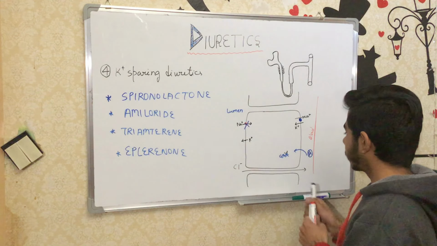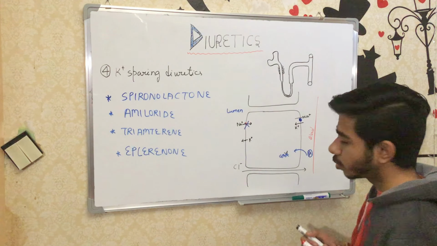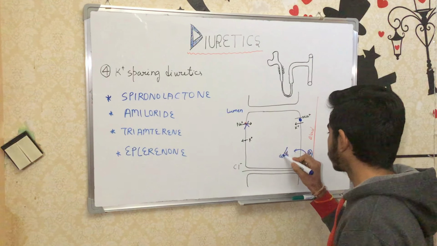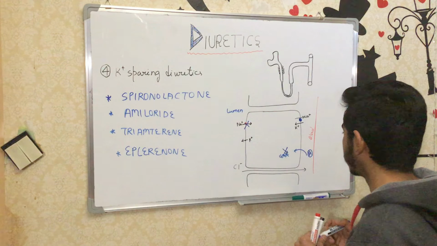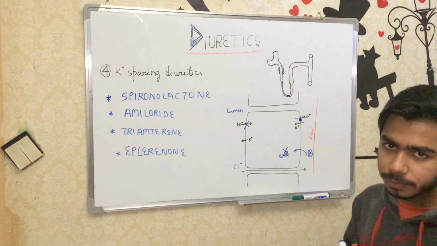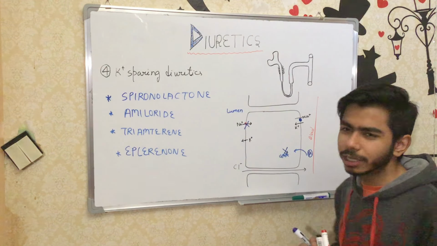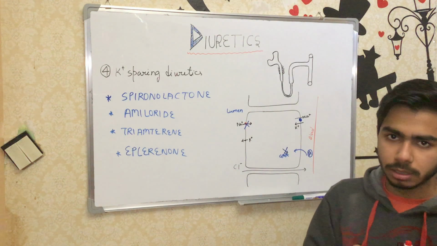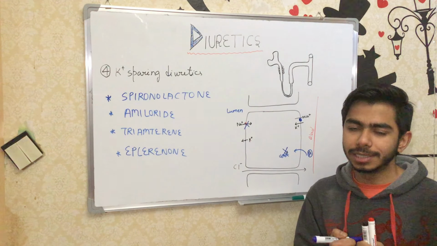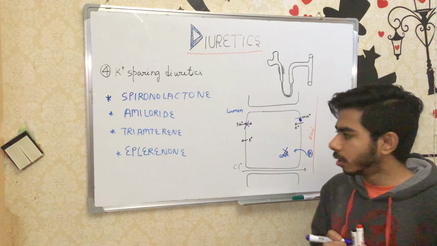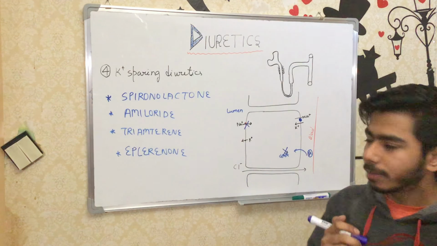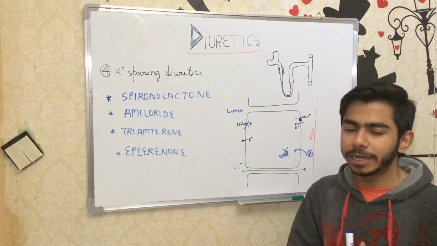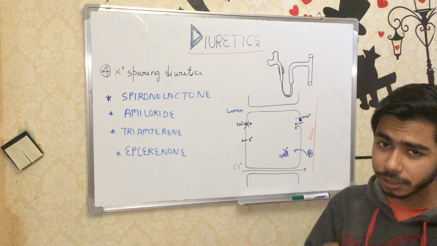So how are they sparing? They just simply block the aldosterone receptors. So the second method is that they block the aldosterone receptors. That's why this method is called aldosterone antagonist. Aldosterone tends to retain sodium and water inside our body, increasing our blood volume and fluid volume.